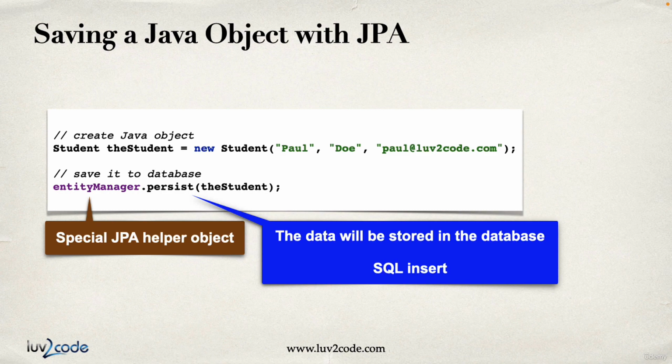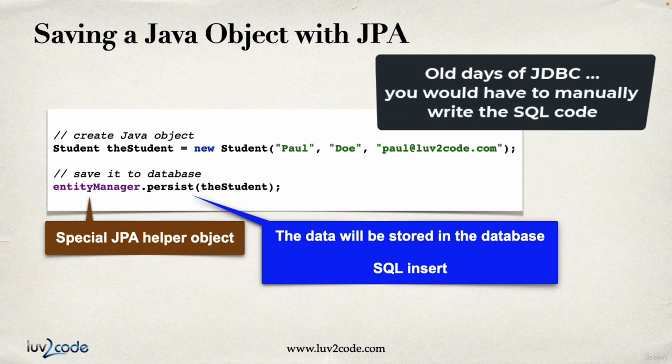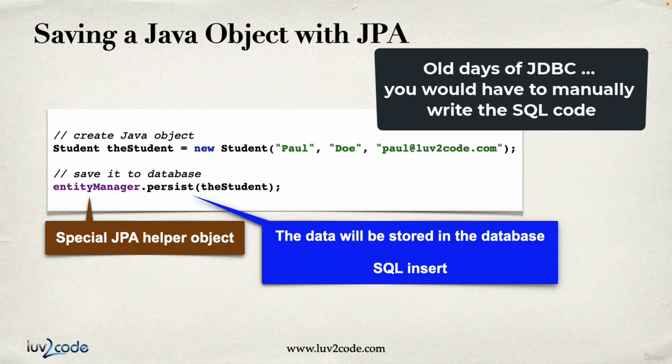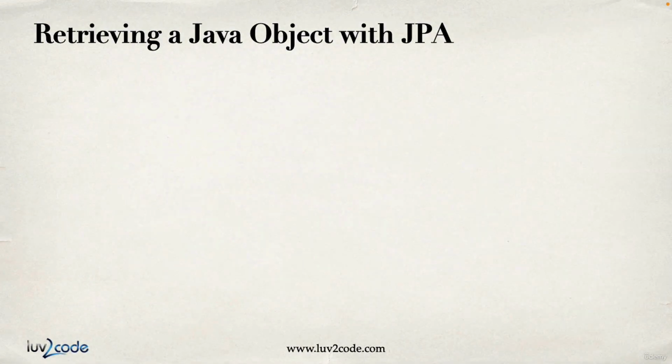Really, behind the scenes, Hibernate is an implementation of JPA, so Hibernate would do all the work for you. But you understand what I'm saying at a very high level of talking about JPA. This is all really good and really simple. If you remember in the old days of JDBC, you would have to manually write the SQL code, manually set those values, manually execute the SQL statement, and so forth. But here, JPA, with the help of Hibernate, does all the work for you in the background. And I really like this feature. So as you can see, it's really simple to save a Java object using JPA.